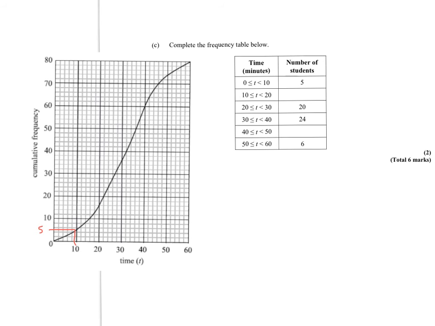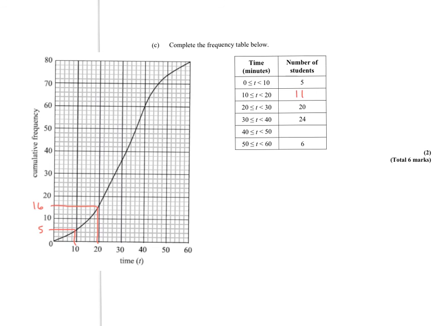And then we don't know how many are between 10 and 20. So we can go ahead and look at 20. If we go up and over, that looks like, let's see, 12, 14, 16 students. Now, it's saying specifically between 10 and 20 as your time. So that's only things in this section right here. So that does not count these 5 that were between 0 and 10. So that means 16 minus 5 means that only 11 students were between 10 and 20.